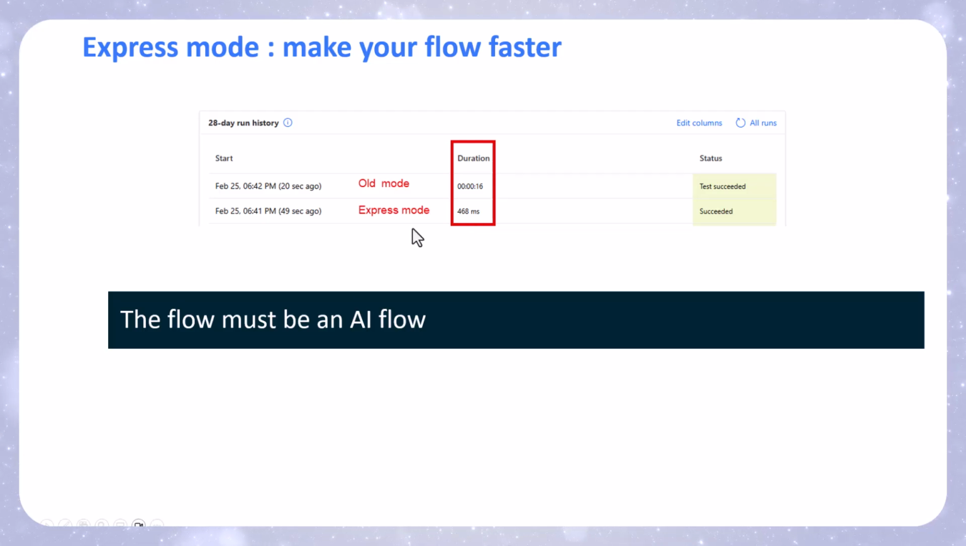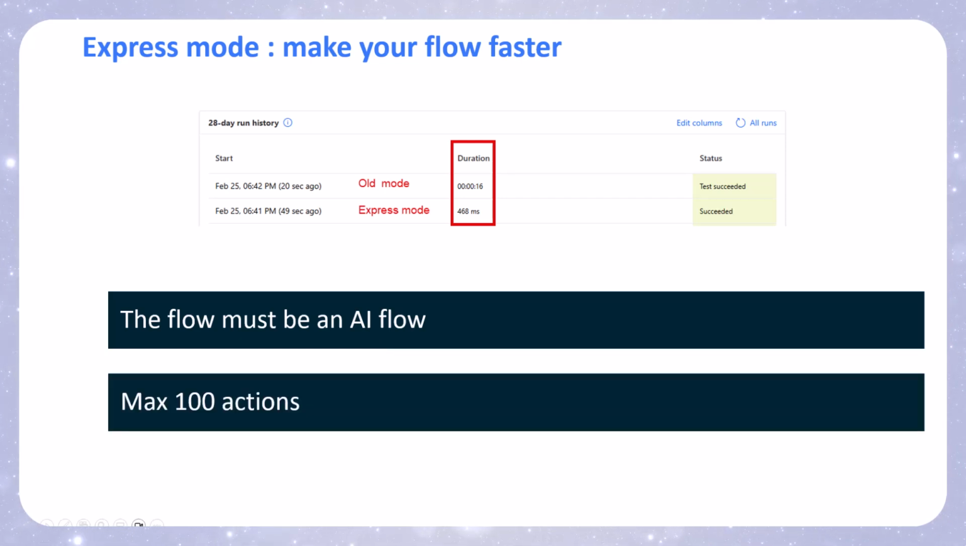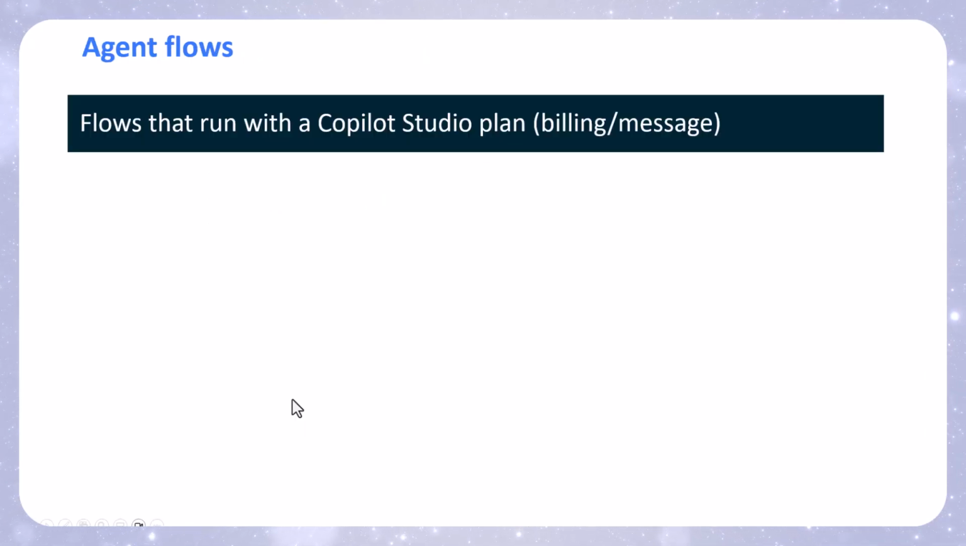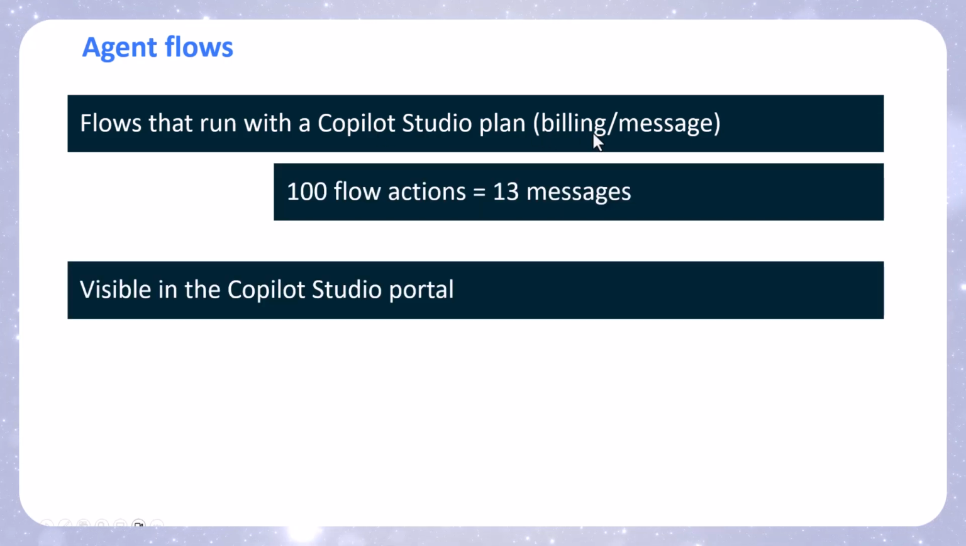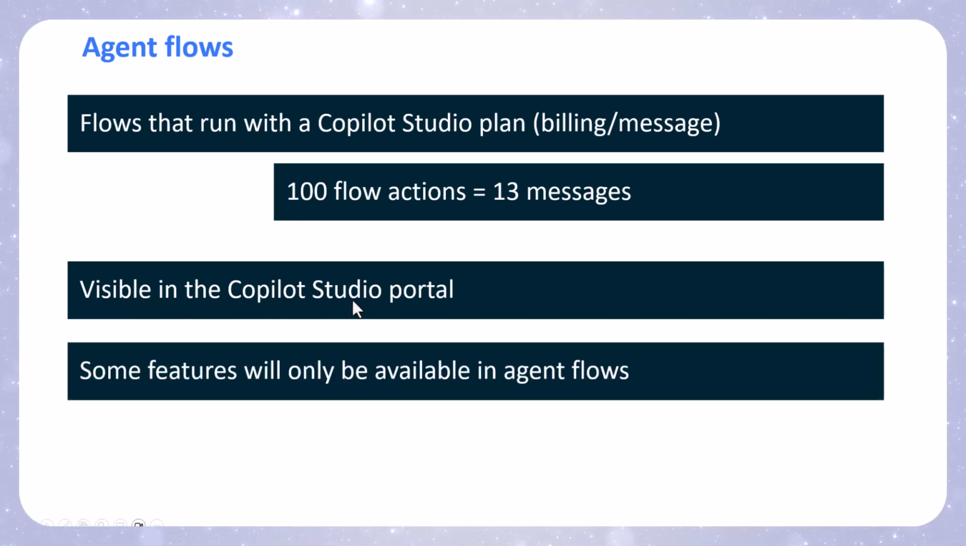But the condition for this is the flow must be an AI flow, so it consumes messages. That means the flow must have the Copilot Studio plan. And you can have only a maximum of 100 actions in your flow so far. That's the current limitation. So indeed, it must be an agent flow, and it must run with the Copilot Studio plan. So it's billed per message. That means it can be visible in the Copilot Studio portal as well as in the Power Automate portal.